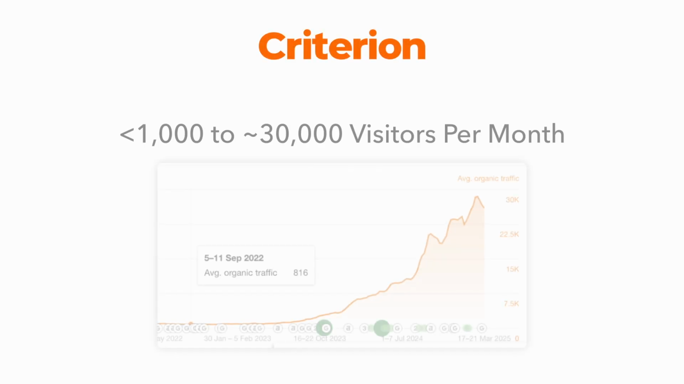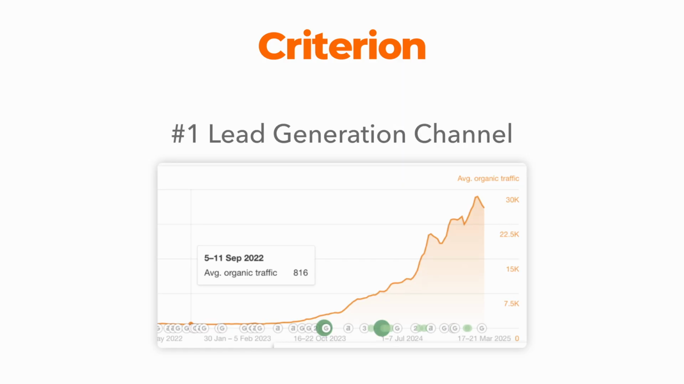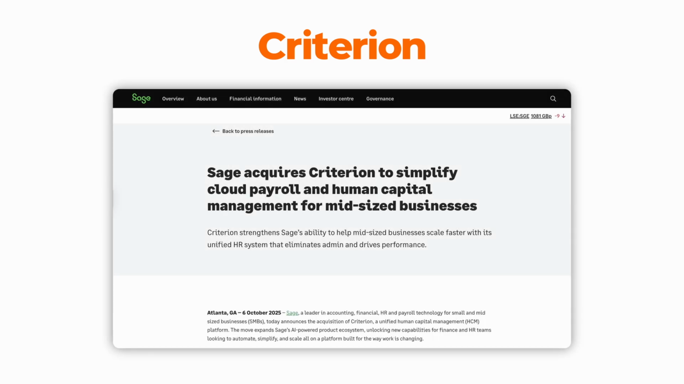Besides Semrush, we've also helped companies like Criterion, which is HR software, achieve 30x growth in organic traffic, going from under 1,000 to 30,000 visitors per month, with organic search becoming their number one lead generation channel, helping to set the stage for their acquisition by Sage in October of 2025.